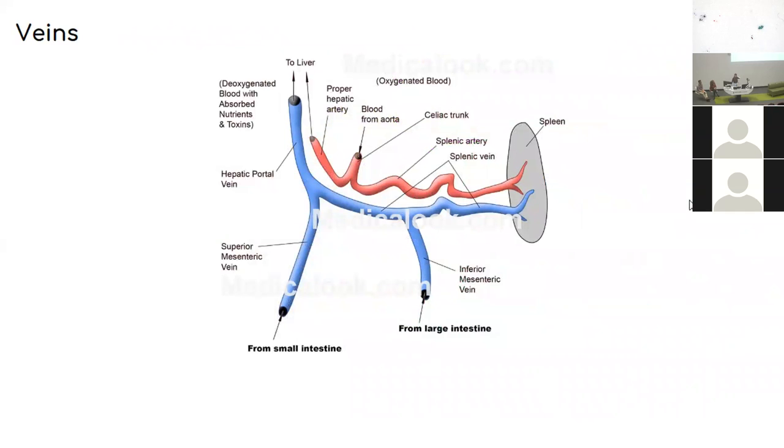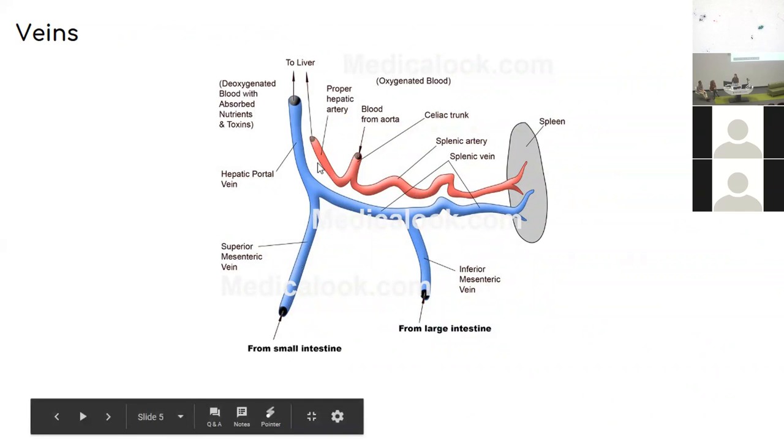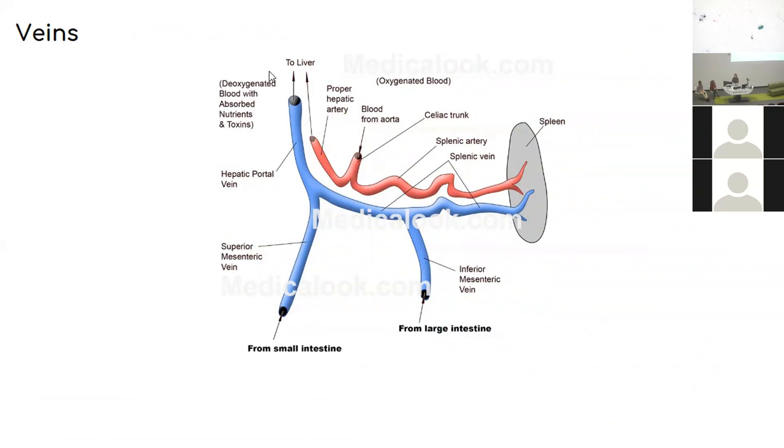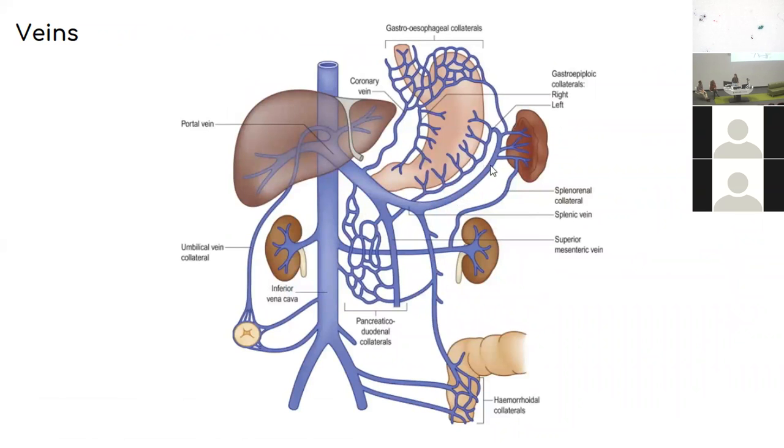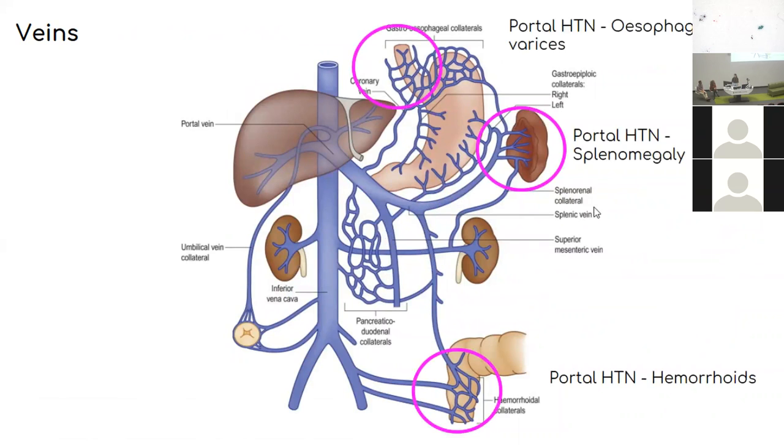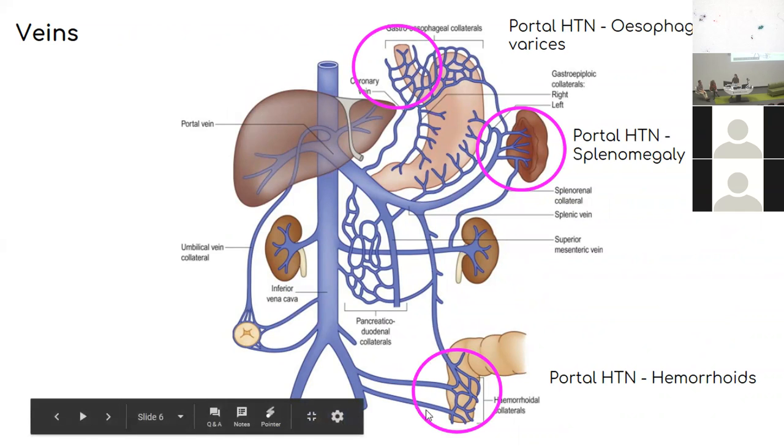The veins, I'm sure you guys have heard of the portal vein. This is just a simplified version of it. You've got the splenic vein coming across here, which joins the inferior mesenteric vein, and then the superior mesenteric vein will join here and go into the liver. So just knowing where they join is important. And this is a larger image. We've got the splenic here, the inferior and the superior mesenteric vein. Some important things here are in relation to portal hypertension. When you've got portal hypertension, you'll have the backlog of blood and you'll end up with esophageal varices from here. You'll end up with splenomegaly as well as hemorrhoids down here.